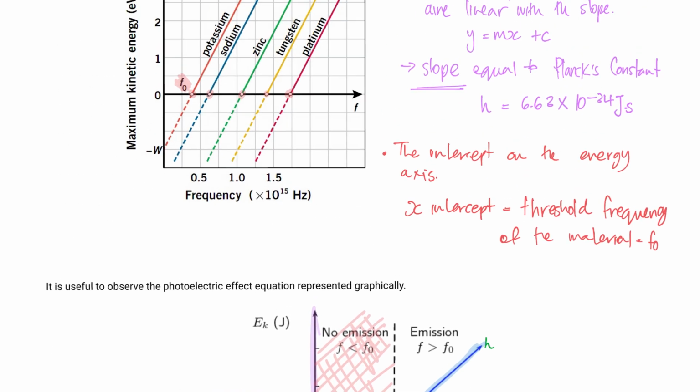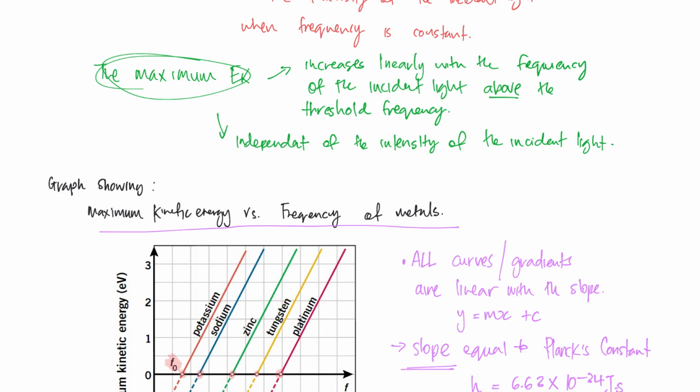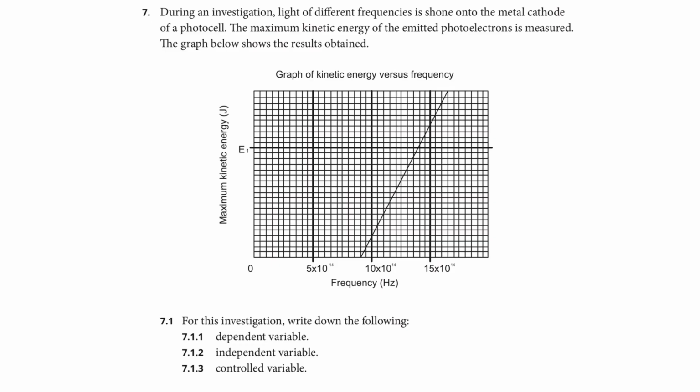Go back here. When I'm looking at EK max, it will increase linearly if the frequency is above the threshold frequency. However, EK max is independent of the intensity of incident light. During an investigation, light of different frequencies is shone onto the metal cathode, and we know cathode is negative, of a photocell. The maximum kinetic energy of the emitted photoelectrons is measured. The graph below shows the result obtained.